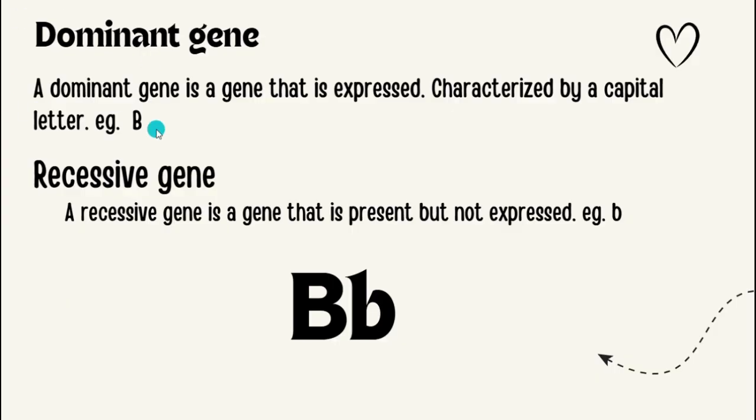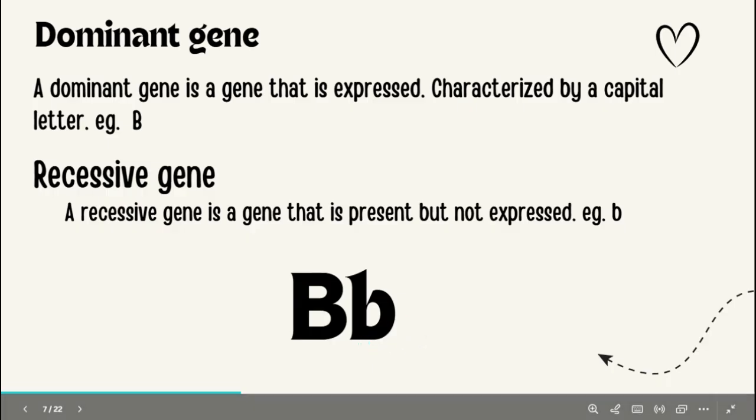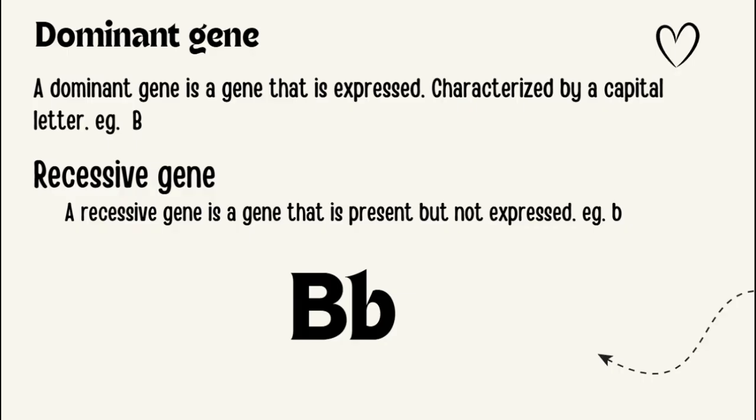But in this case, we're going to let capital B code for black hair, right? So this is going to be black hair, and then the recessive gene right here, we're going to let the recessive gene code for brown hair. So it means that in this situation, and bear in mind that you get two, right? You get one from each parent. So in the example I used before, say one of my parents has black hair and one has brown hair. But in this situation, brown hair is the recessive gene, right?